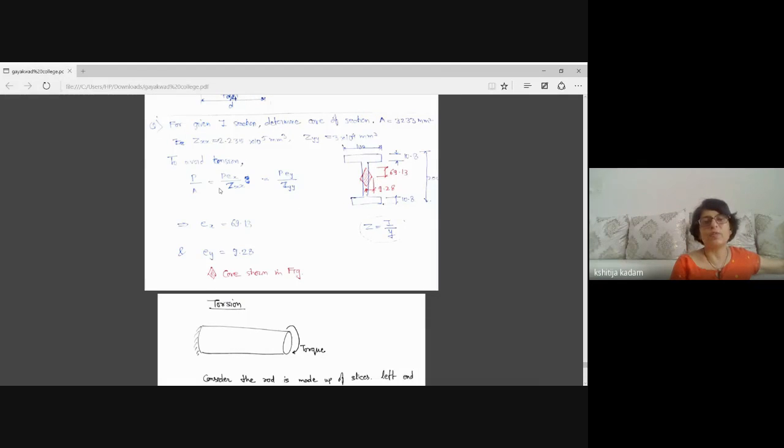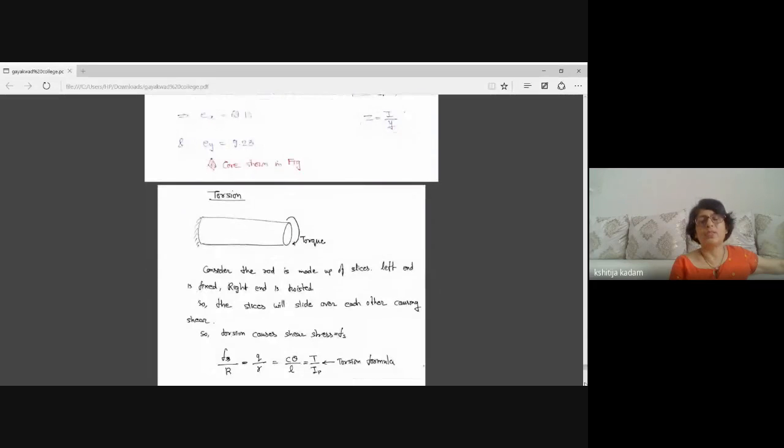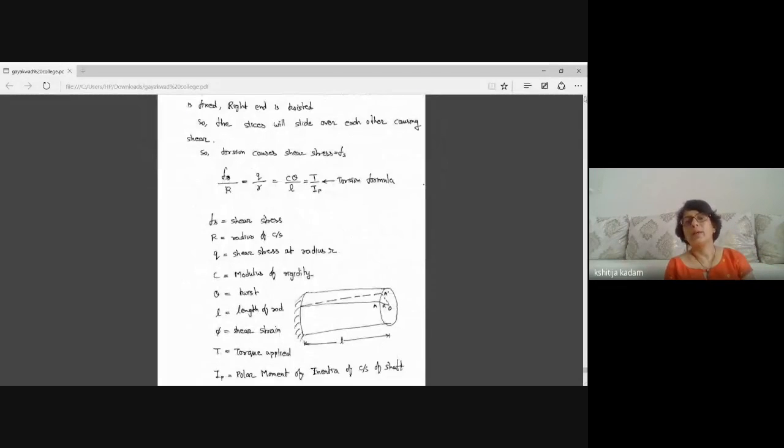So to find out the core of the section, what is the formula? Axial stress is equal to bending stress. Axial will be compressive and bending can be tension. So if we equate them, I will get the maximum eccentricity allowed. So this is about direct and bending stress.